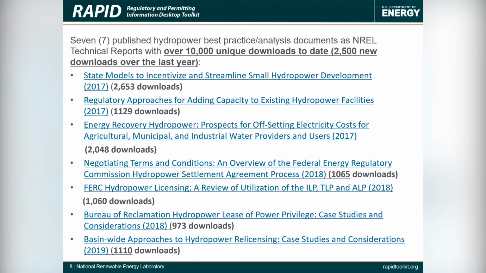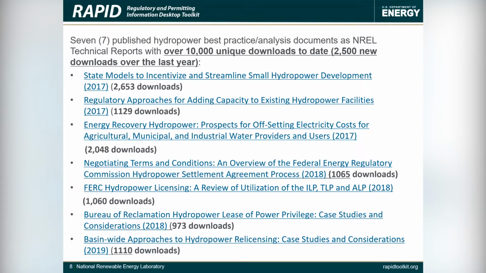So here's that complete list. In addition to the ones on that previous slide, we've also developed ones reviewing the ILP, ALP, and TLP processes, looking at state models to incentivize and streamline small hydropower development, as well as looking at conduit hydropower, specifically energy recovery hydropower. So with that, we're looking at really kind of power in the pipes approaches to adding generation within agricultural, municipal, and wastewater facilities and other industrial water use applications.